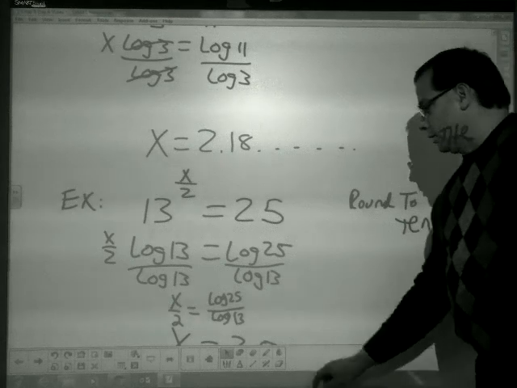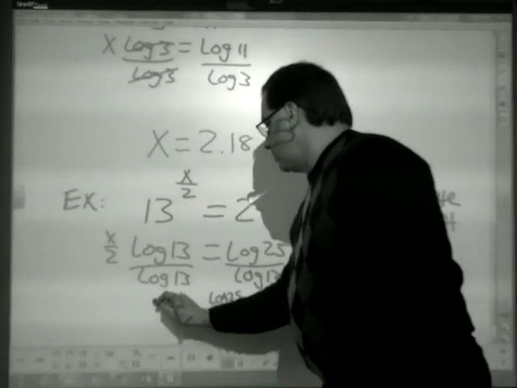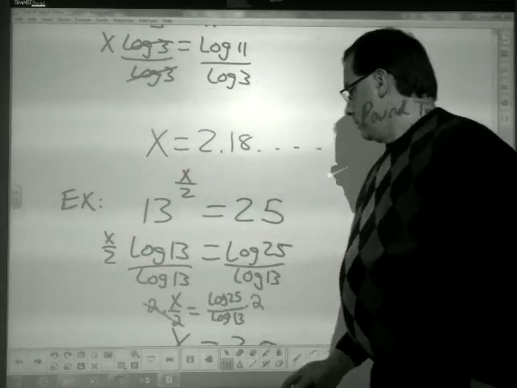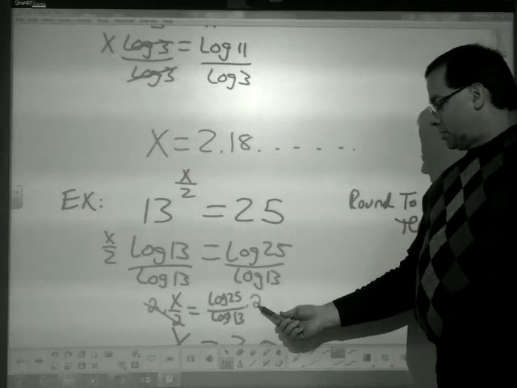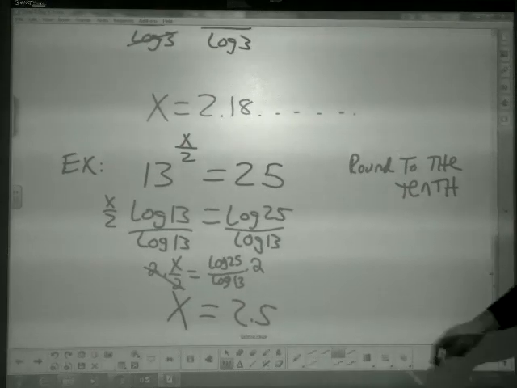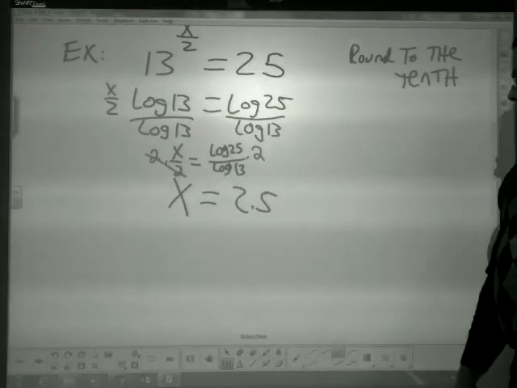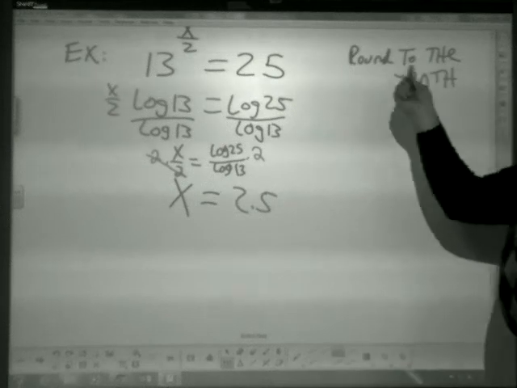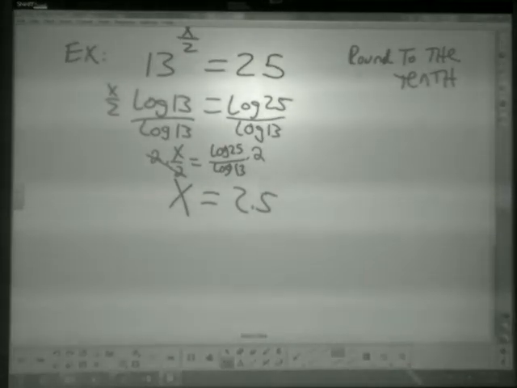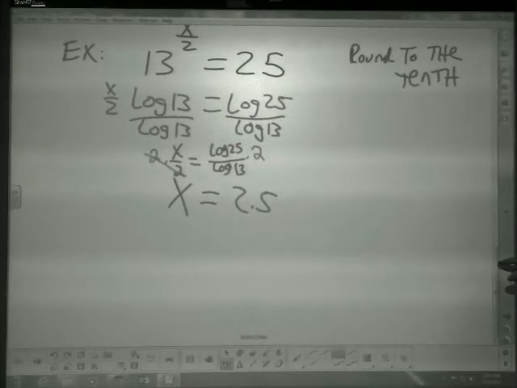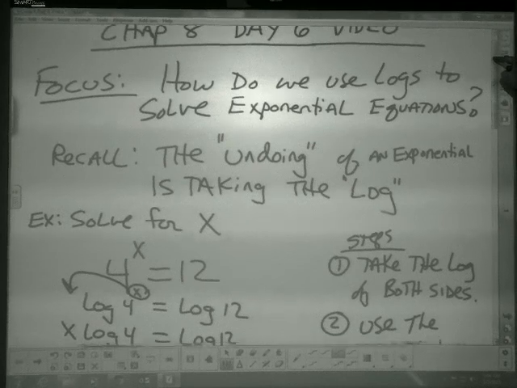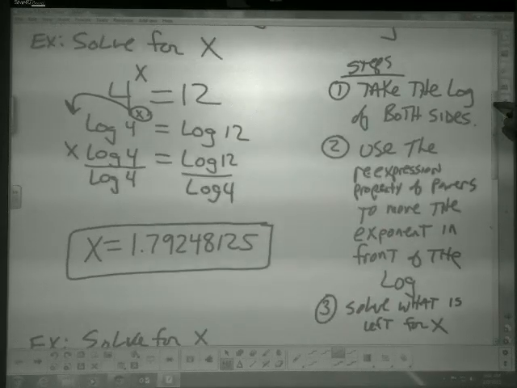How do I get rid of the 2 on the bottom? I multiply both sides by 2. So log 25 times 2 divided by log 13, and my answer would come out to be 2.5 to the nearest tenth. So watch your rounding directions, because they usually will give some. But that is the basic part of solving exponential equations with logs.